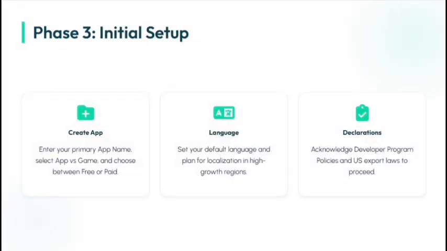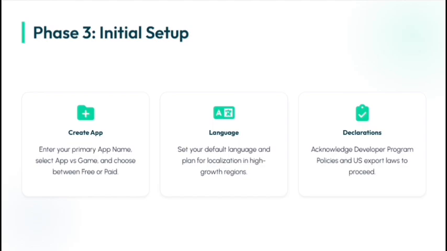The third phase, the initial setup. It will have create app, language and declarations. First one is create app, that means create the application. Enter your primary app name, select app versus game, and choose between free or paid. See, I am stating here that we often know that any kind of application, it might be about gaming or any other thing, there will be two options, free and paid. You have to choose that.